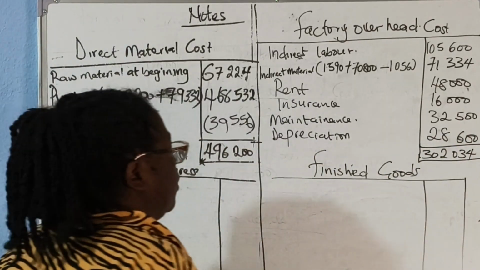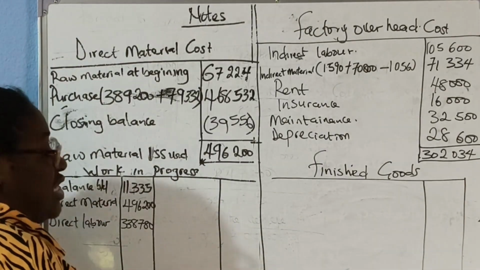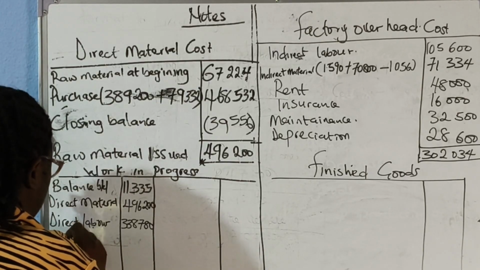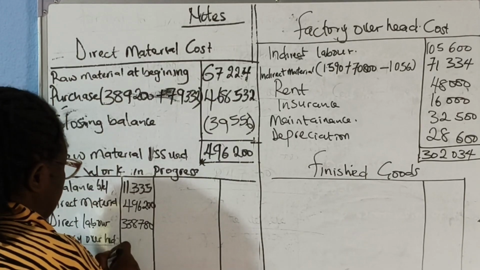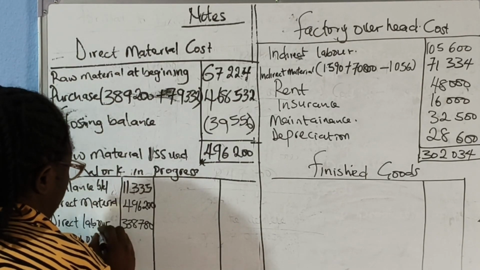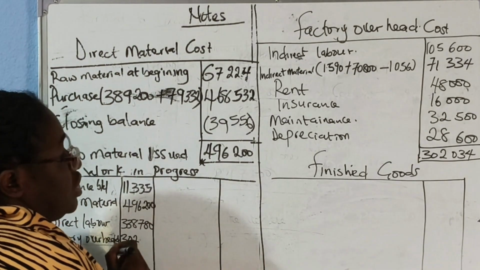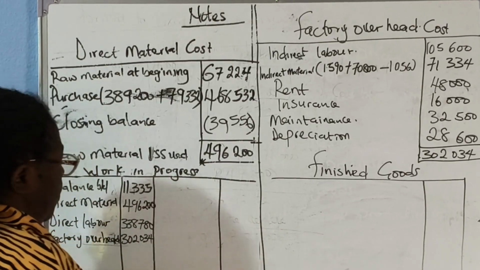Our total factory overhead stands at 302,034, and that is the amount we transfer to the debit side of our work in progress. We write it as factory overhead, 302,034.